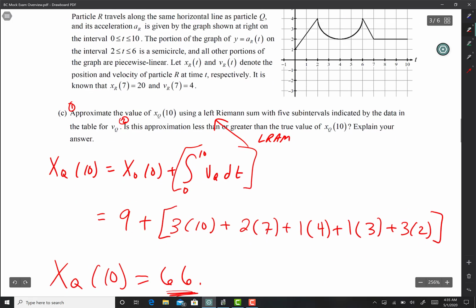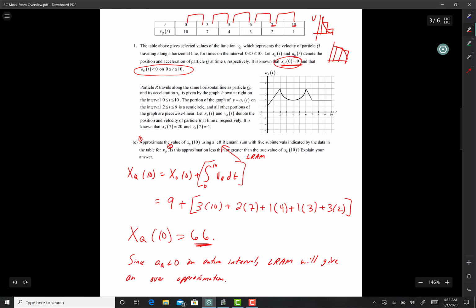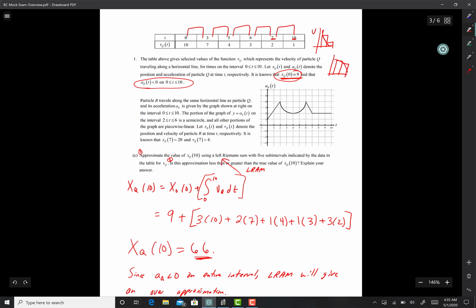So if I were to do RRAM, I'm going to stop. This is just if I were to do RRAM, guys. Everything in blue is an RRAM. So let's see, 3 times 7 plus 2 times 4 plus 1 times 3 plus 2, 1 times 2. And that's it. I'm going to stop right there.